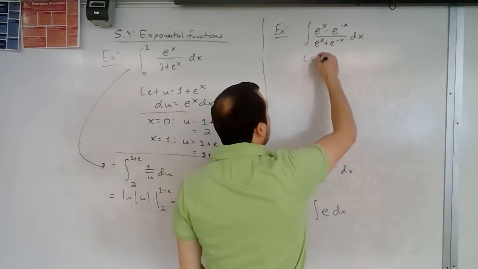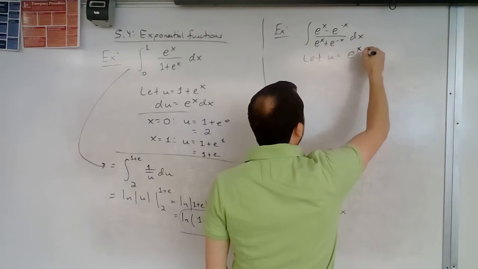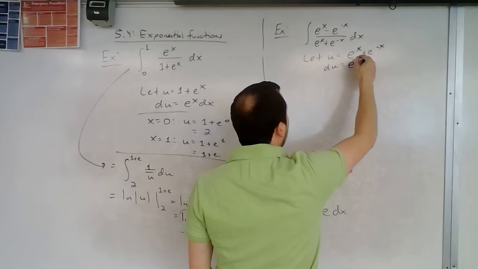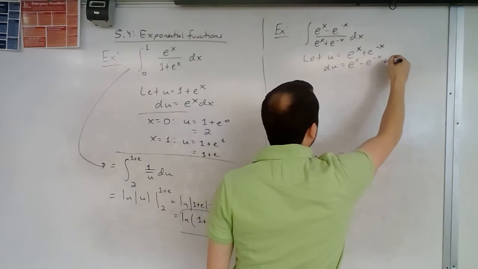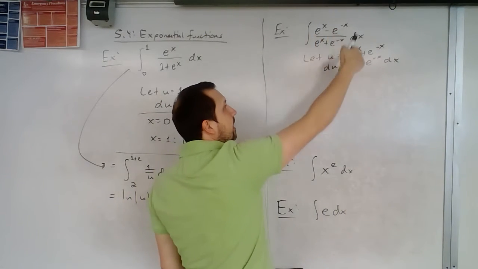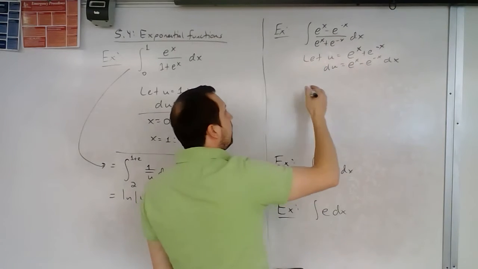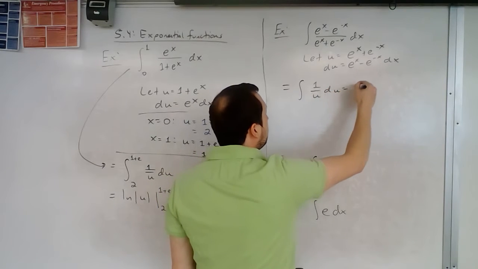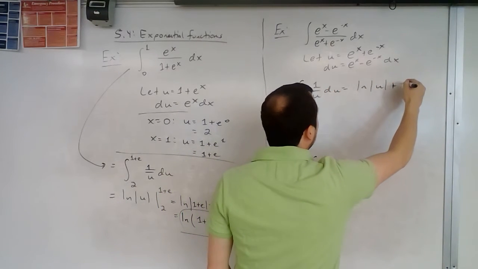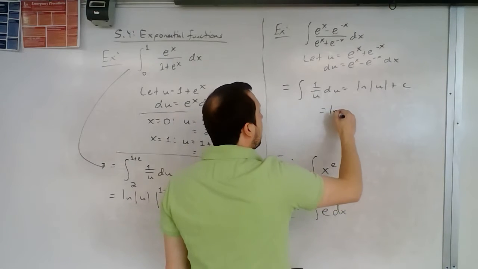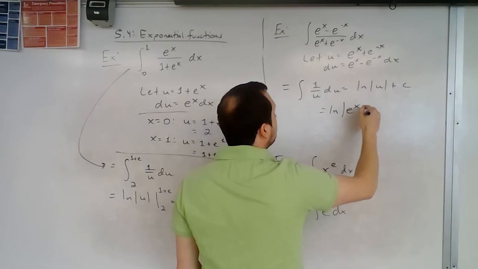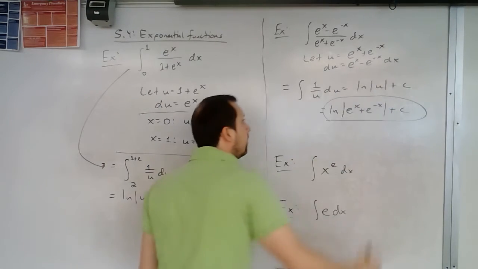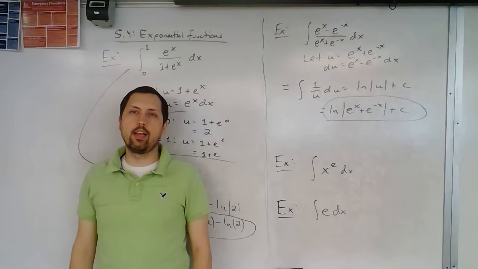So we let u be equal to e to the x plus e to the negative x. Then du is going to be e to the x minus e to the negative x dx. E to the x minus e to the negative x dx, that's our numerator. That's great. So this now becomes the integral of 1 over u du, which is natural log of the absolute value of u plus c. And this is natural log of the absolute value of e to the x plus e to the negative x plus c. And there we go. That's your antiderivative.